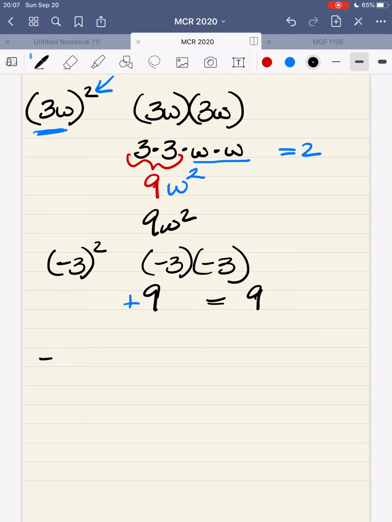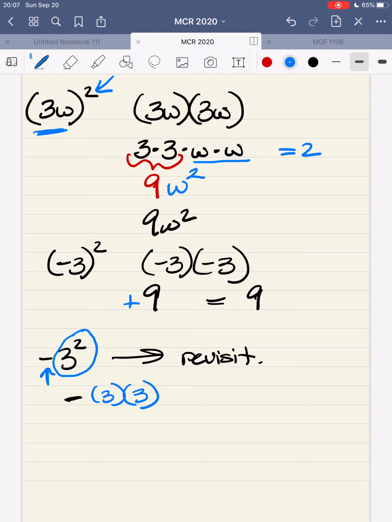However, if I have this, it is a whole different story, and we are going to revisit this later. But what this is, now the negative sign itself is not in parentheses, so the exponent is only attached right here. So we still have that negative sign, but now we're multiplying 3 times 3. Now 3 times 3 gives me the 9, but remember we had a negative that wasn't in parentheses, so this answer ends up being -9.